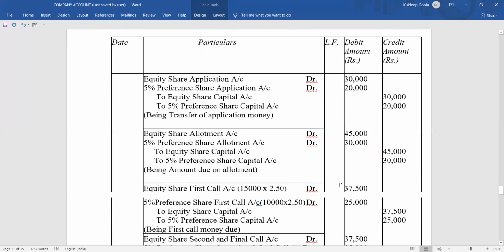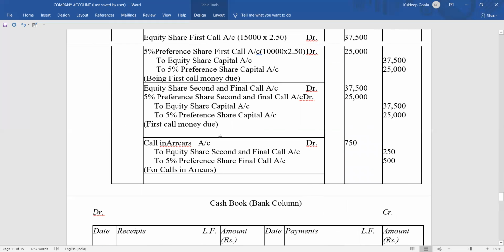Okay, so this will be the entry in case of second and final call. Equity share second and final call account debit 37,500 to equity share capital account 37,500, and again 5% preference share second and final call account debit 25,000 to 5% preference share capital account 25,000. Okay, this is how it will be placed. Clear? I hope all of you have understood this entry.